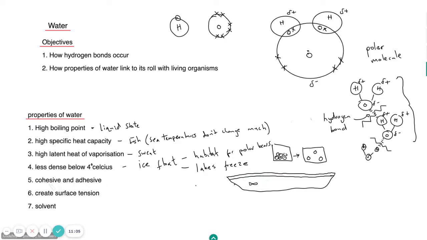Water is also cohesive and adhesive. Again, this is to do with the hydrogen bonds. So cohesive, that's a word we use to describe how water molecules stick to each other. And adhesive is a word used to describe, so I'll just write together.